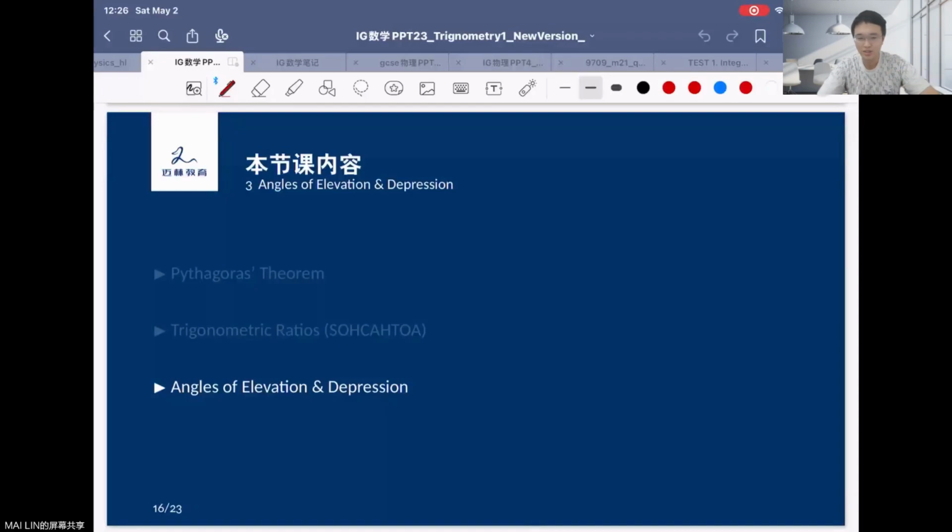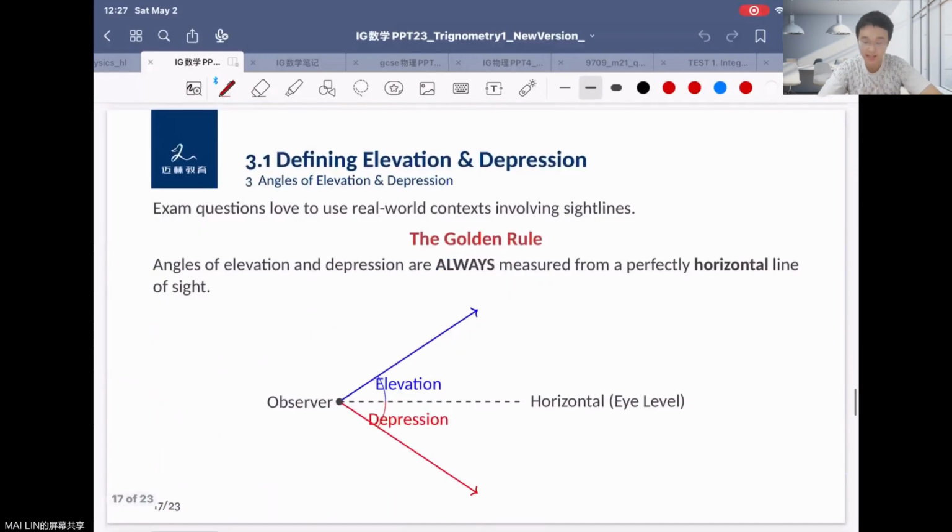Hello guys, the topic is about the angles of elevation and depression. Let's go into the first part about elevation. Here you can find the observer, and elevation means that maybe we're seeing a very tall building like a skyscraper. Here is a horizontal line. That is the elevation angle.